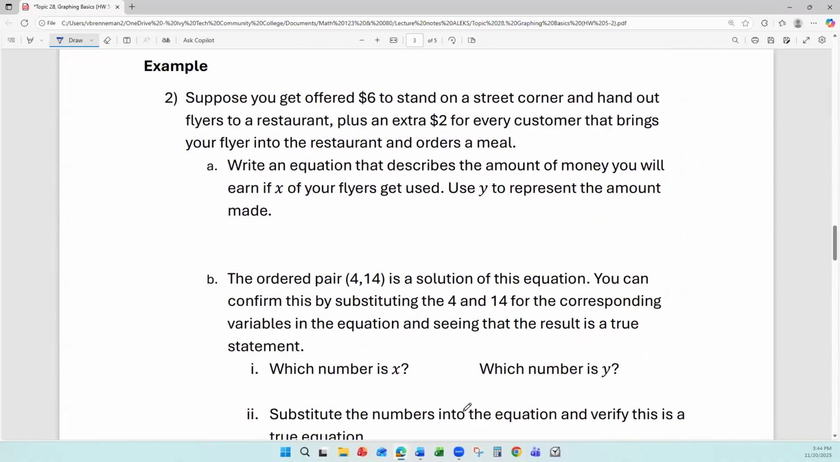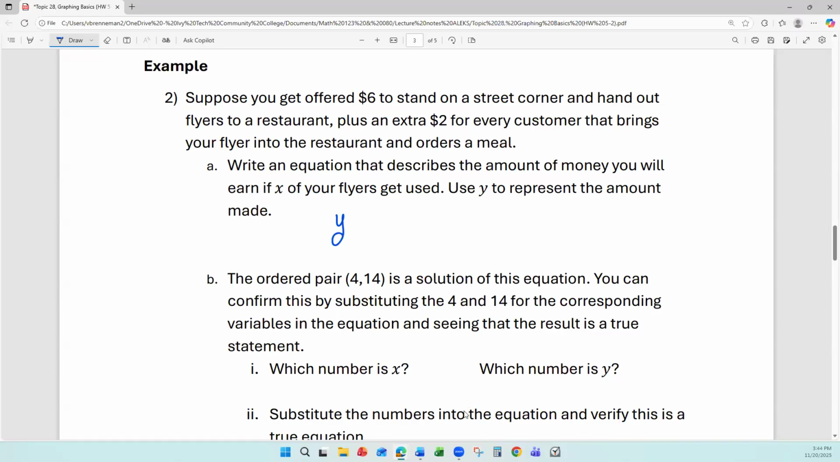Number 2, we're looking at a particular linear scenario and how that corresponds to a graph. So suppose you get offered $6 to stand on a street corner and hand out flyers to a restaurant, plus an extra $2 for every customer that brings your flyer into the restaurant and orders a meal. So the amount of money you'll earn if X of your flyers get used, the total amount is Y.